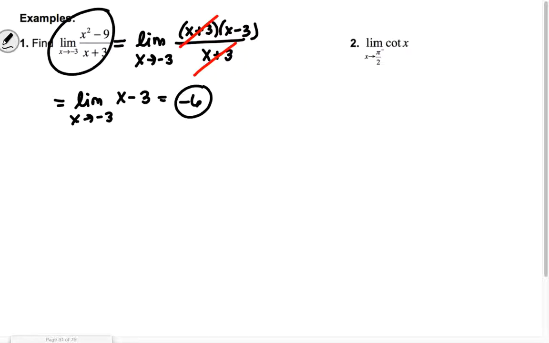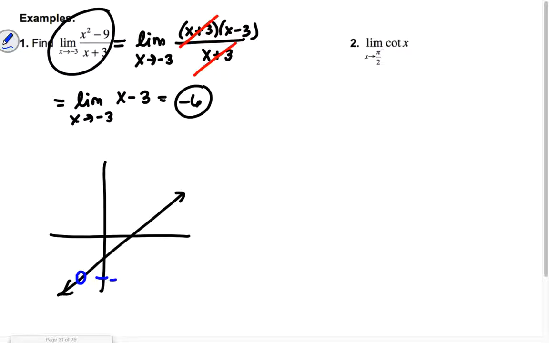This function looks like the line y equals x minus 3. It looks like this. Just at -3, it has a hole. I don't know where it is. A hole on our function at -3, sorry, so I guess it's at -6, so over here. So at -3, we have a hole. Do you guys remember? The value it's getting closer and closer to is -6.